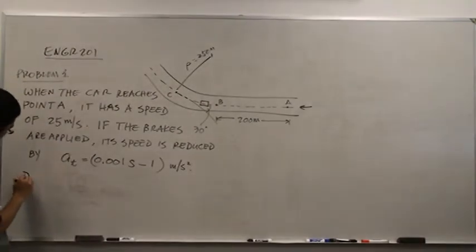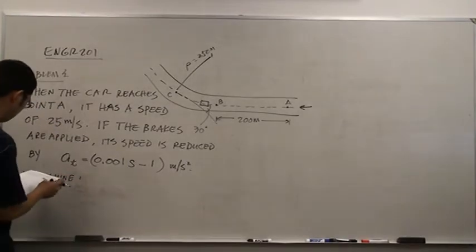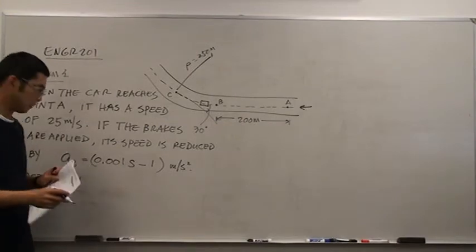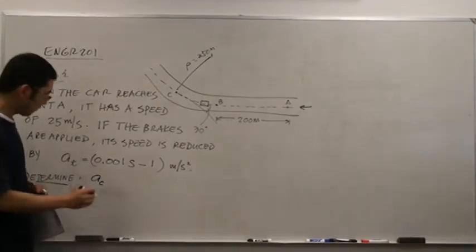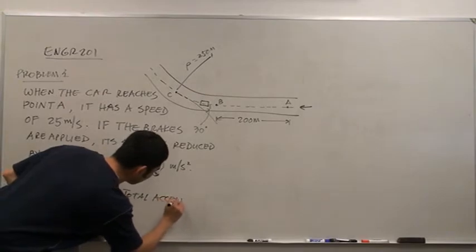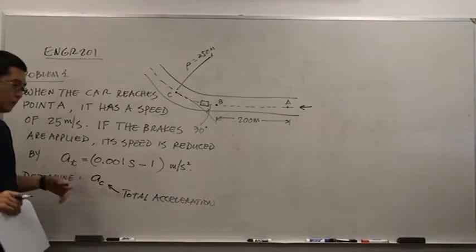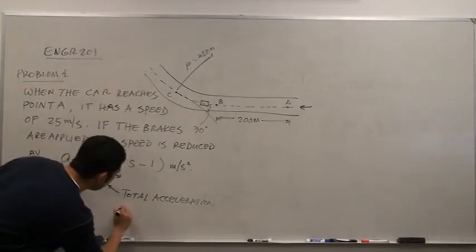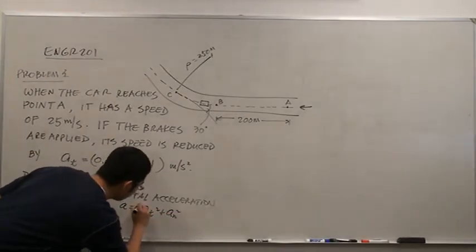Determine the magnitude of the acceleration of the car just before it reaches point C. Okay, the acceleration of the car at point C. So this refers to total acceleration. Okay? Whenever you see the word acceleration, usually it means total acceleration, and you should immediately have in your mind this equation. So A is equal to the square root of AT squared plus AN squared.